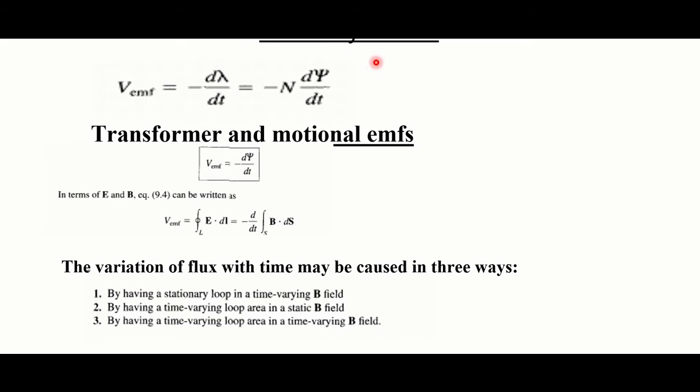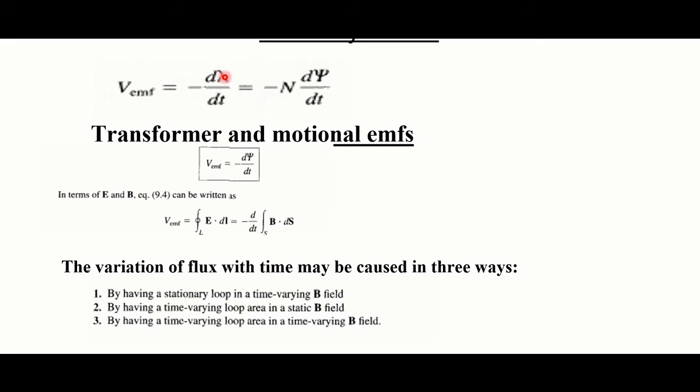Also, according to Faraday's first law, whenever a conductor cuts the magnetic flux, an EMF is induced in that conductor. From Faraday's second law, we know that the magnitude of the induced EMF is equal to the rate of change of flux linkages. So according to Faraday's law, we can write that the induced EMF is equal to minus d lambda by dt, where lambda represents the flux linkages.